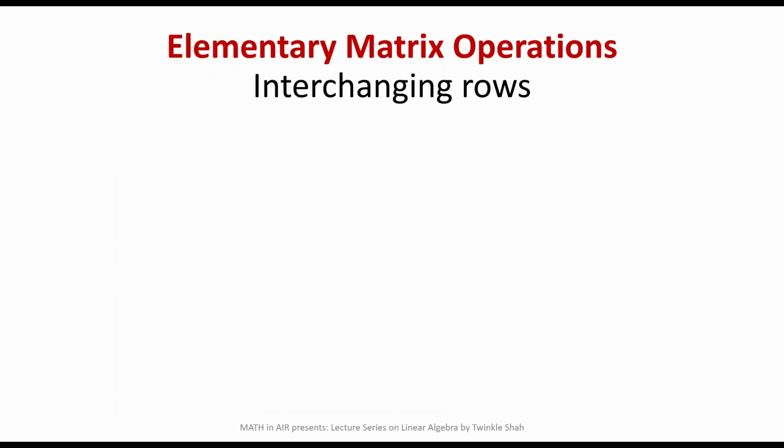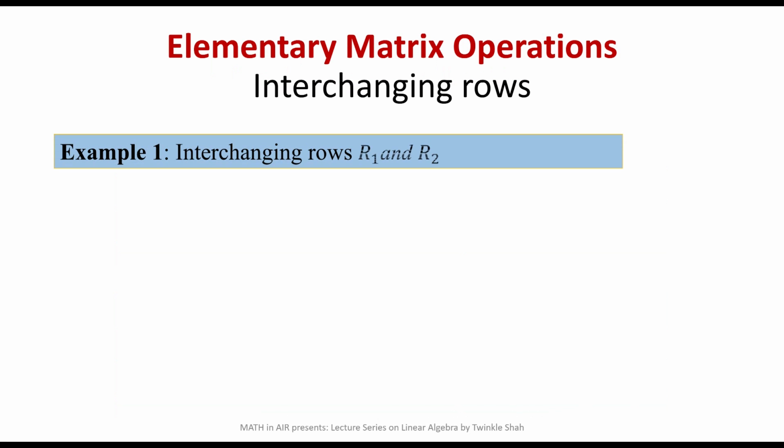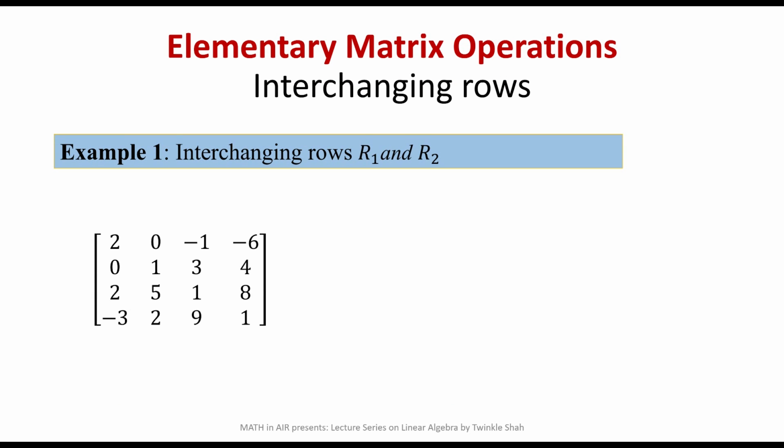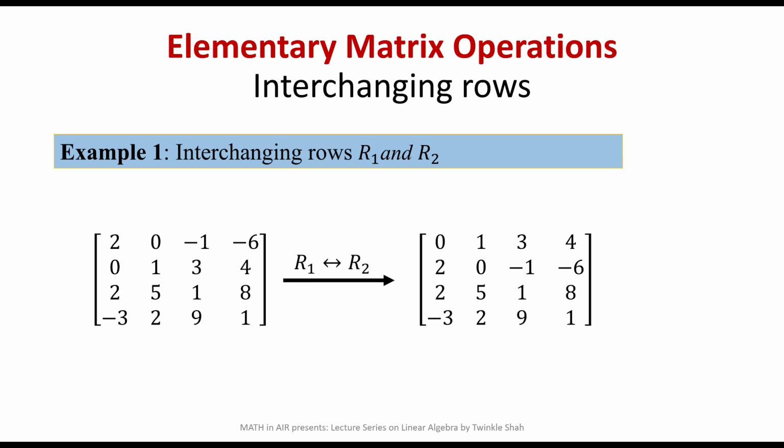Now let's see a few examples. Interchanging rows R1 and R2 of the matrix. In this example, we have a 4 by 4 matrix. Let's write the resulting matrix on the right. Here row 1 in the original matrix replaces row 2 in the resulting matrix. Similarly, row 2 in the original matrix replaces row 1 in the resulting matrix. Row 3 and row 4 of the original matrix remain unchanged in the resulting matrix.